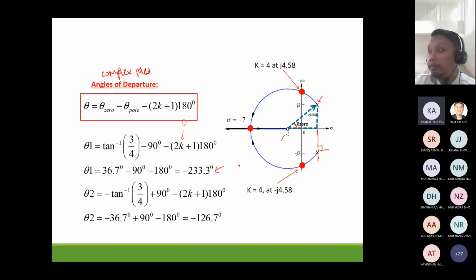And then we can convert it into positive by adding 360 to this. So negative 233.3 from positive axis, but clockwise. Okay, so make it positive so that you measure this angle. So you get 360 minus 233.3, you get 126.7.